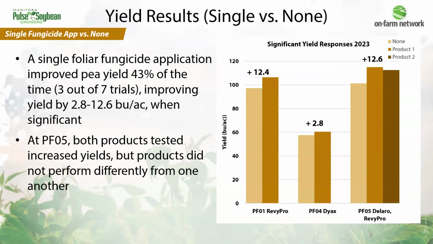Now let's look at the yield results. Each of these paired bars is a trial, and the number above the pair is the yield difference between no fungicide on the left and a single app on the right. A single application of fungicide at flowering significantly improved pea yields at 3 out of the 7 trials, the 3 which are shown on your screen right now, improving yield by 2.8 to 12.6 bushels per acre.